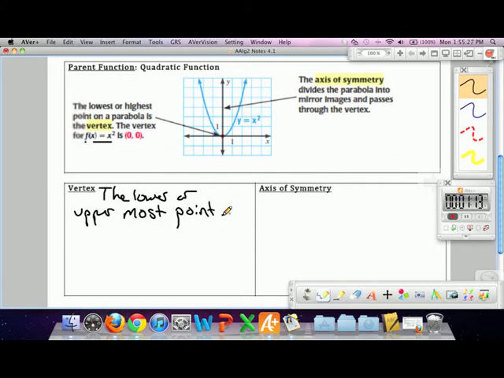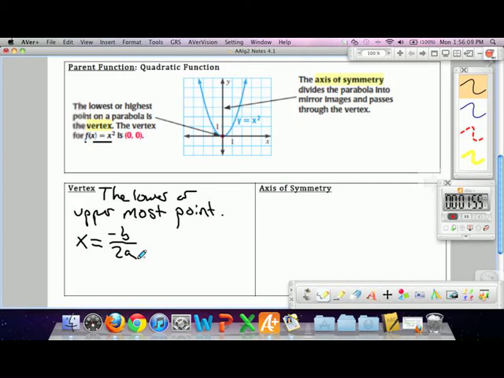Does anyone remember from Algebra 1 if I give you standard form how to calculate where the vertex is? It was a formula. It involved the coefficients. The x value of the vertex in standard form is minus b over 2a. If not, that meant you were sleeping during Algebra 1. The x value of the vertex is negative b over 2a, or opposite of b over 2a.